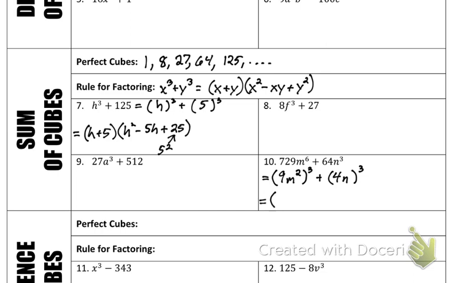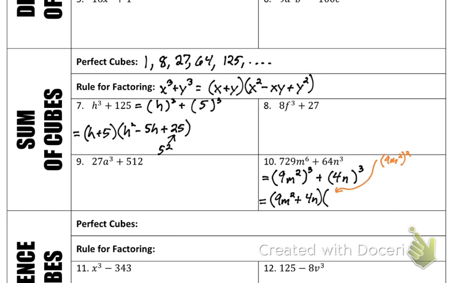So this is just going to be the first thing, 9m squared plus 4n, times the quantity. Here's where you might want to do a little side work or actually put it in there. So I'm looking at that space right there. That right there is supposed to be 9m squared, because we squared them to put them there.